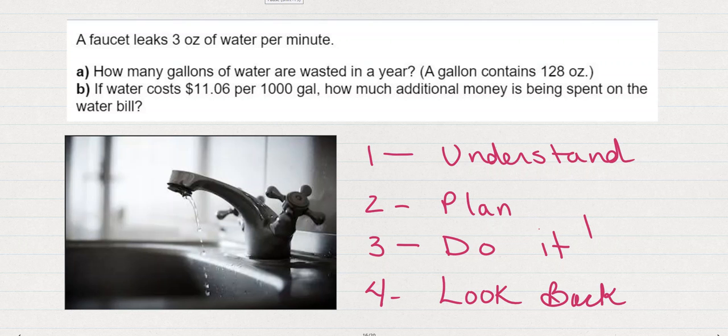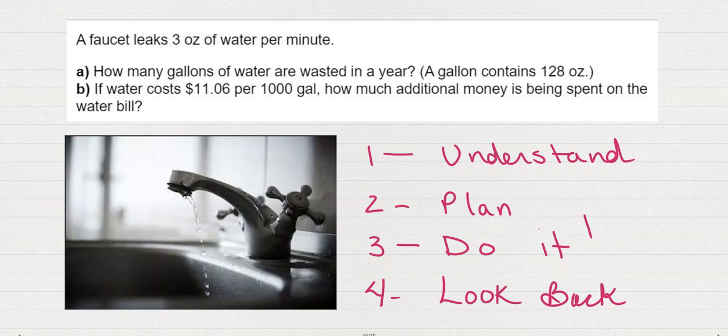This question is really a question of unit conversion. A faucet leaks 3 ounces of water per minute. How many gallons are wasted in a year? And if water is $11.06 per 1,000 gallons, how much money is being spent on the water leak?